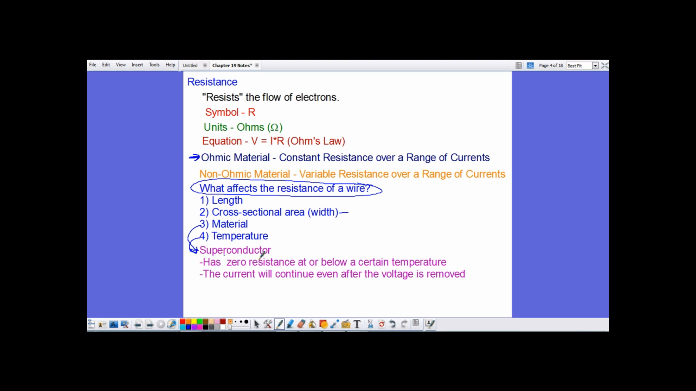Why? Because if it has zero resistance at or below a certain temperature, then if we can make a superconductor that has zero resistance at the outside temperature, where all the wires are connecting the electricity to our houses, then we're not going to lose any of that electricity, any of that energy, to heating up the wire. It's not going to be lost there. So what we're trying to do right now is make a material that is a superconductor at temperatures that are the average outside temperatures.